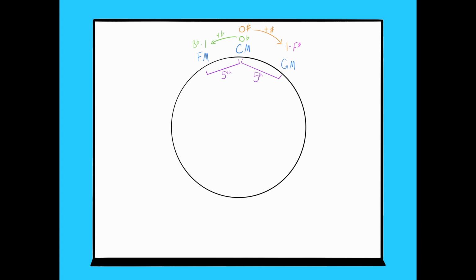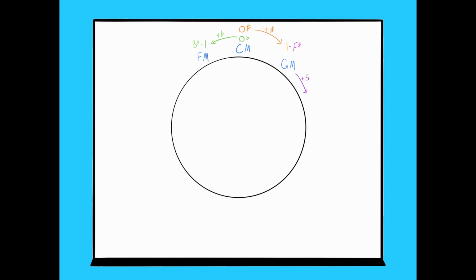You can remember whether to count up or down based on whether you're going clockwise or counterclockwise. Clockwise adds sharps, which raise a pitch by a half step, so we count up. Counterclockwise adds flats, which lowers a pitch by a half step, so we count down. So using this, we can fill in almost everything else on the diagram.